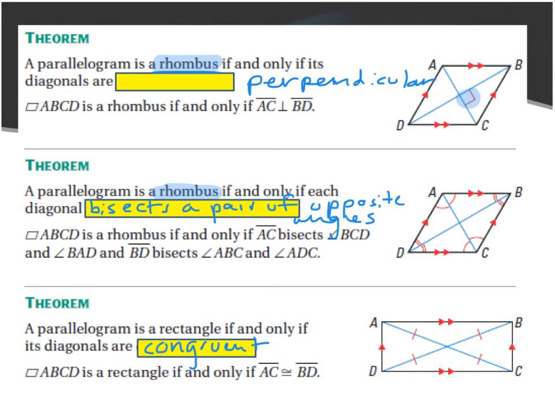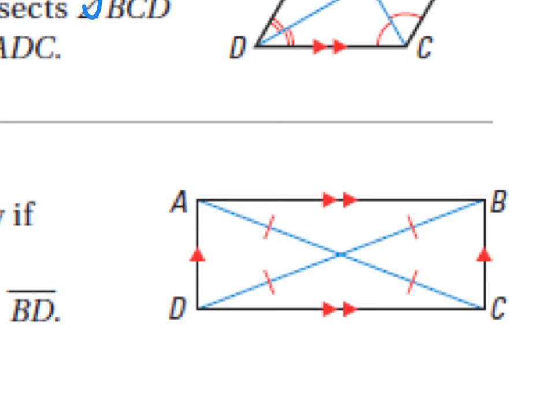So remember, in a parallelogram, we knew that this was congruent to this, but in a rectangle, all four diagonal segments are going to be the same length. So this part's congruent to this one, congruent to that one, and congruent to that one.